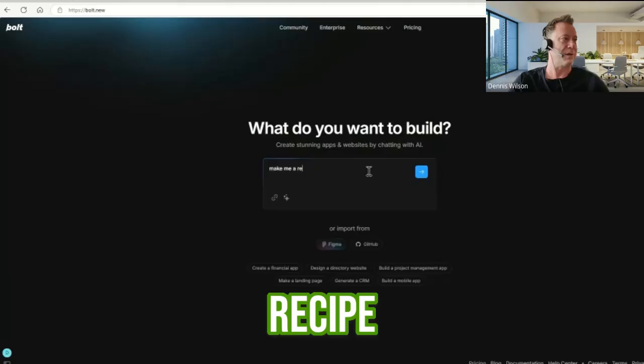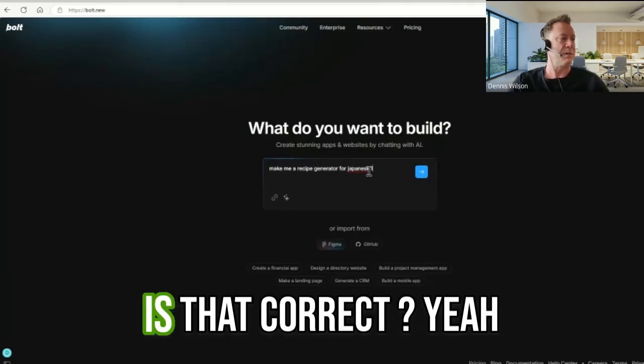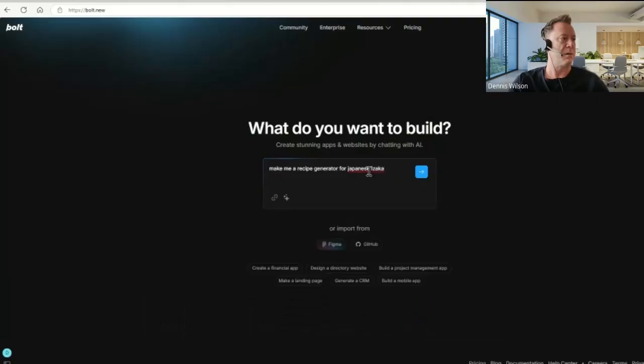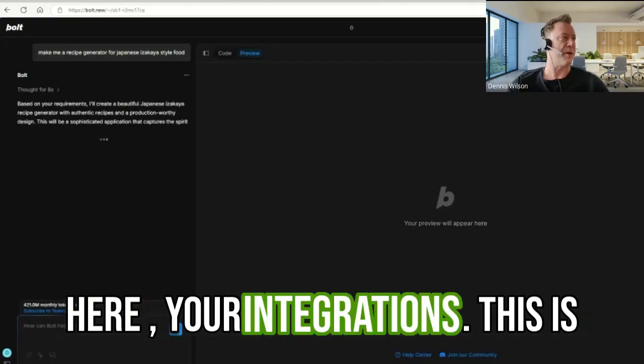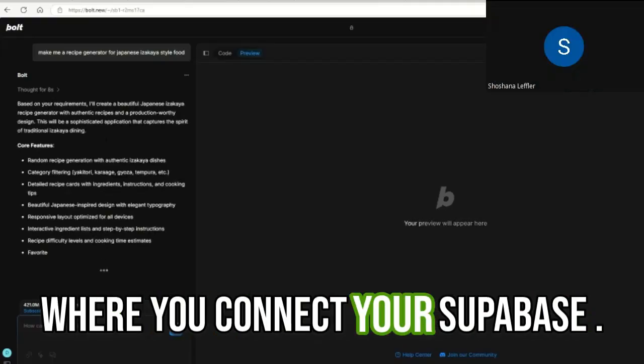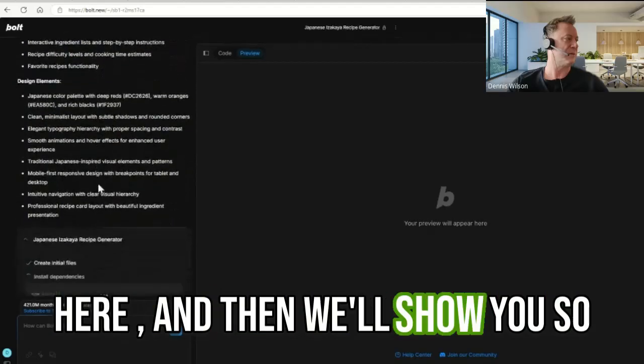Make me a recipe generator. Japanese. Izakaya. I probably didn't need to do it this way, but anyways, up here, your integrations. This is where you connect your Supabase. Oh, okay. So just let it do what it does here, and then we'll show you.